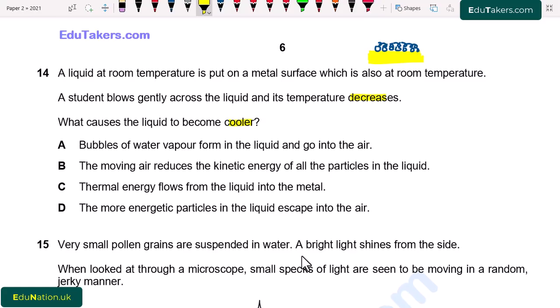MCQs. A. Bubbles of water vapor form in the liquid and go into the air. B. The moving air reduces the kinetic energy of all the particles in the liquid. C. Thermal energy flows from the liquid into the metal. D. The more energetic particles in the liquid escape into the air. So first of all, this is basically the process of evaporation. The more energetic particles escape into the air, leaving behind the particles that have low energy. As a result, the liquid cools. So here option D is correct.